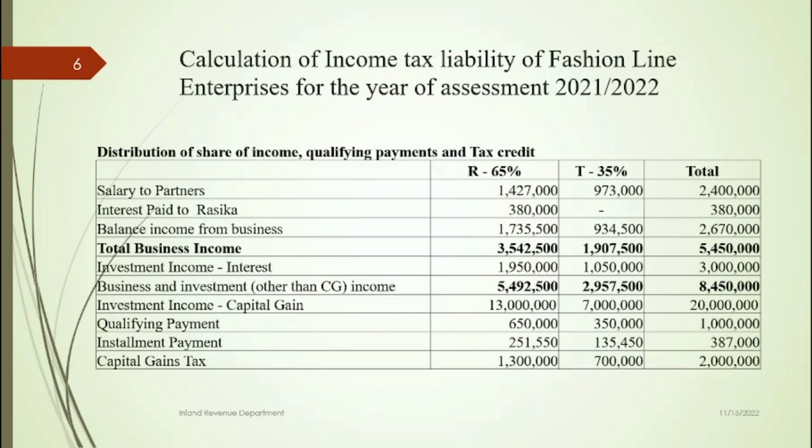After that, the qualifying payment can be allocated to partners at their profit sharing rate, and the installment payments also can be allocated to the partners, but not at the profit sharing rate. We have to allocate that credit to the partners at the rate of their income, that is business and investment income. Then capital gain tax also can be allocated to them, at the rate of 65% and 35%.